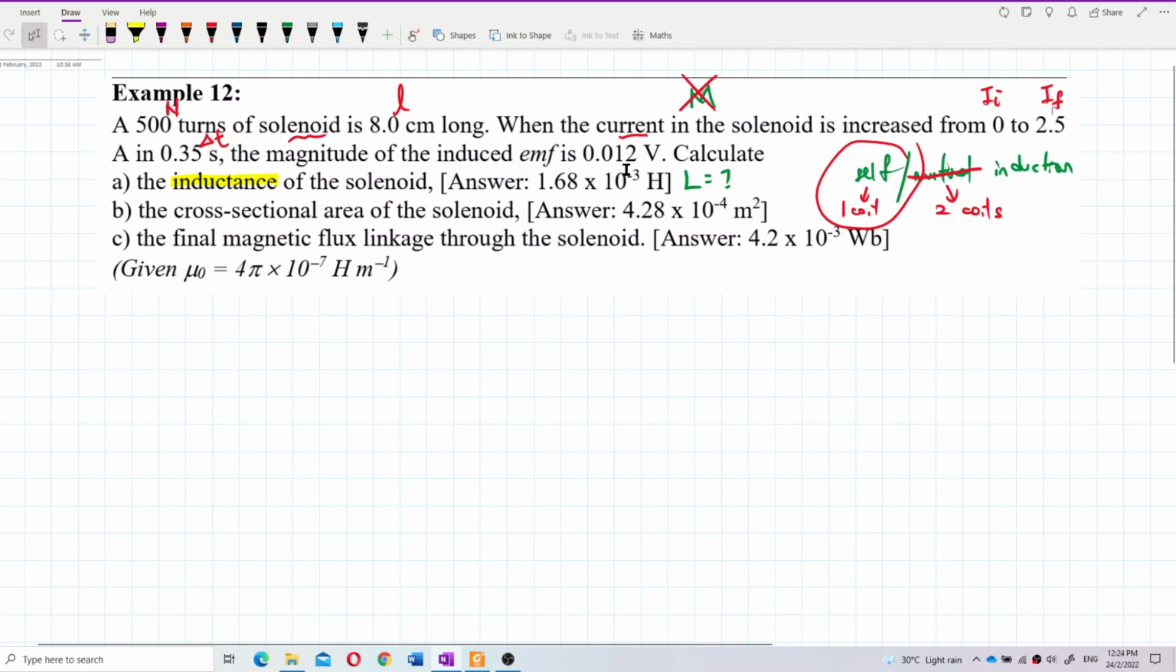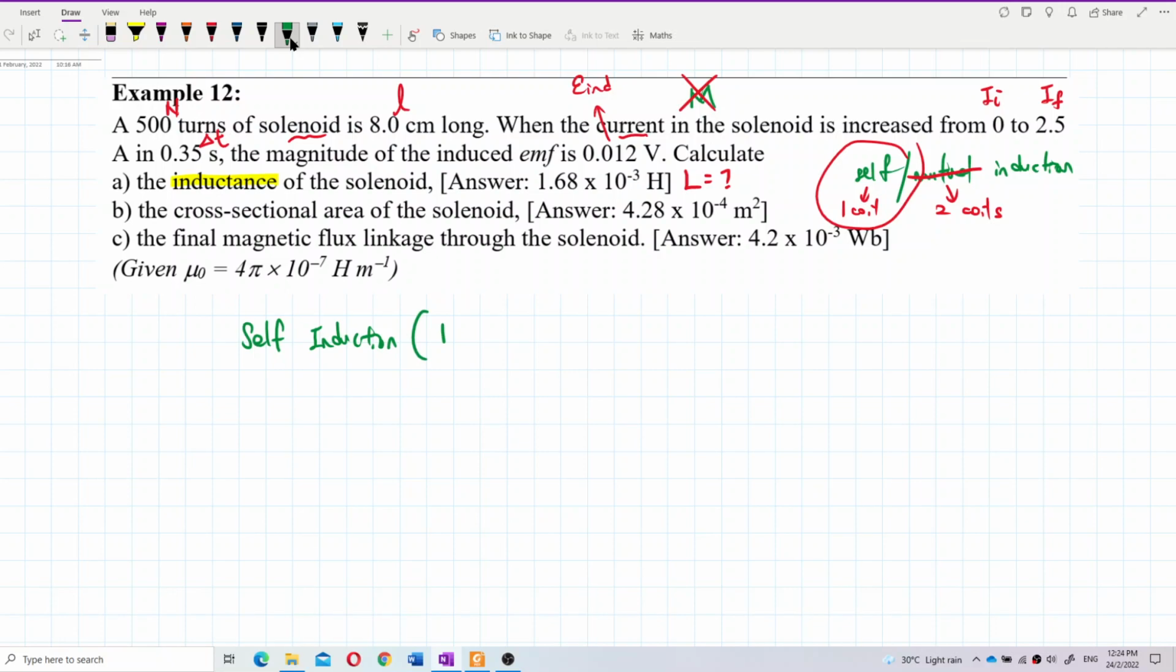And then this is the magnitude of the induced EMF, the induced EMF by self-induction. So we want to find L, the value of the self-inductance. How do we find it? This is about self-induction because only one solenoid is involved. There's no second coil.